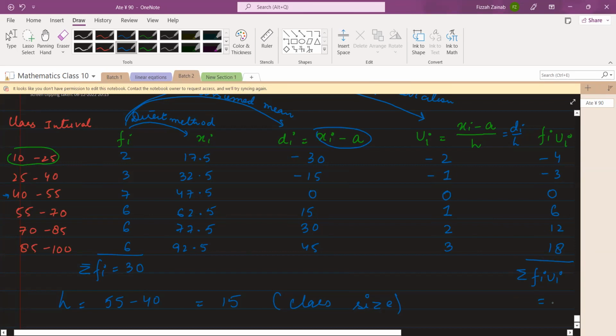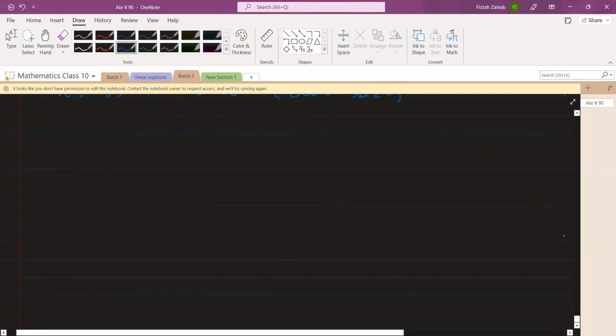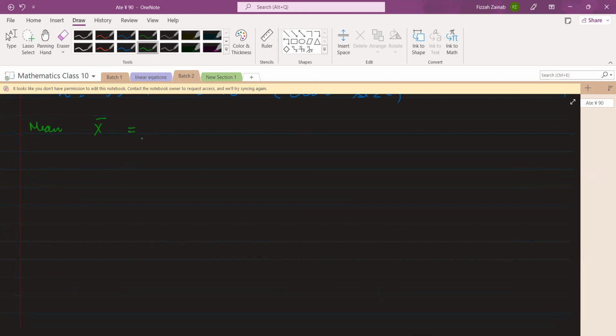I'm 29. Okay. Now please note the formula for mean. In this case, the mean will be found, which is x bar, right? So this time it will be a plus h multiplied by summation of fi ui divided by summation of fi. So this is the formula for mean in the step deviation method. Rida, is this clear?